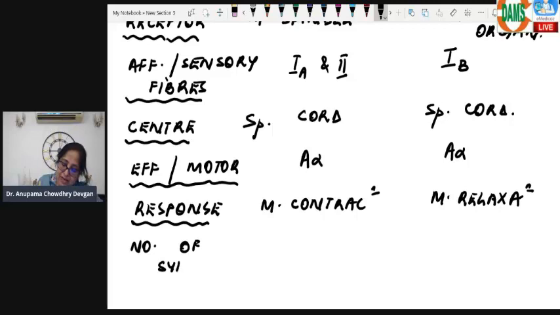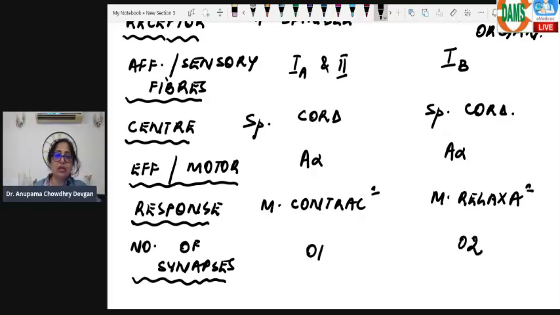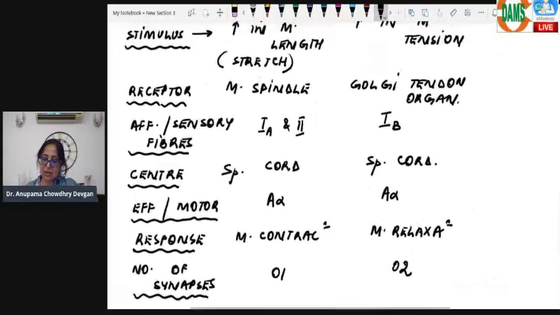Number of synapses. What are the number of synapses? For the stretch reflex, it is 1. Here it is 2. Stretch reflex is a monosynaptic reflex. Inverse stretch reflex is a bisynaptic reflex. Right? So this is as far as your differences between the stretch reflex and the inverse stretch reflex are concerned. I'll try and put them in one page and let's see if you can follow that.